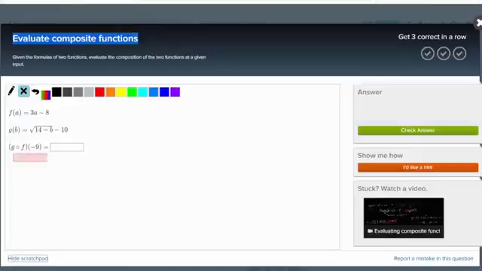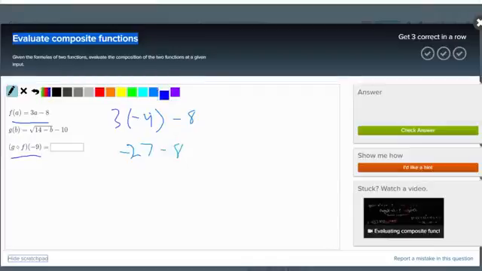So g of f of negative 9. So put negative 9 in for f. So this is going to be 3 times negative 9 minus 8. 3 times negative 9 is negative 27 minus 8. Negative 27 minus 8 is negative 35. So now I take negative 35, put it in for g.